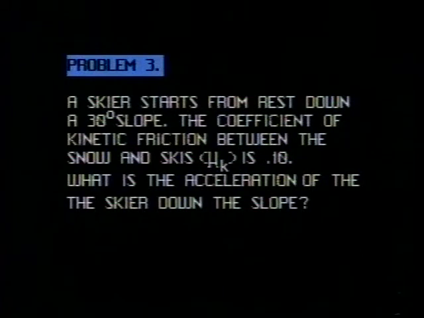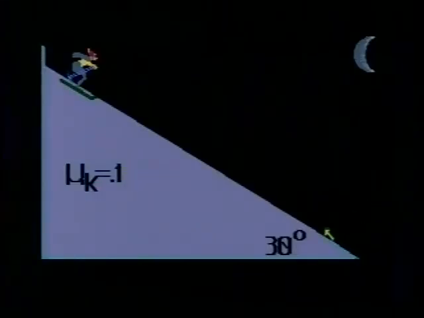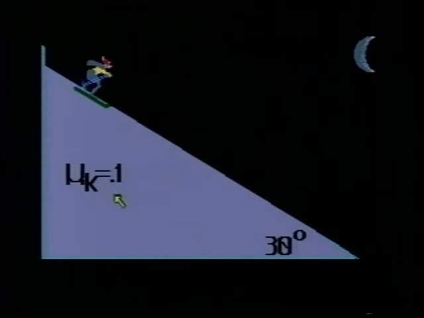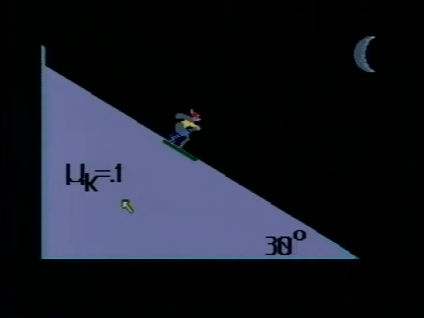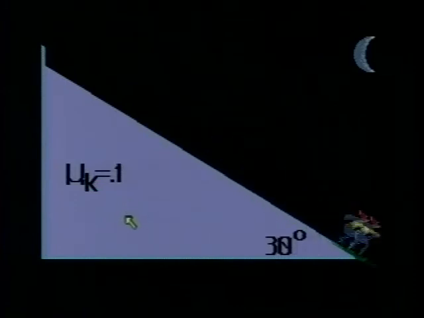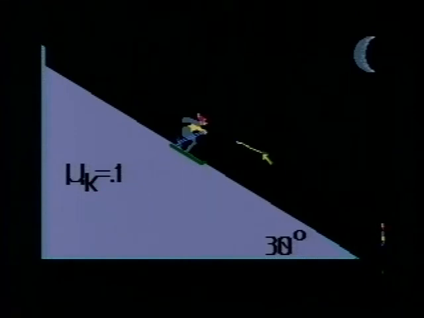Let's take a look at the skier. The 30 degrees referred to in the problem is the angle between the slope and the horizontal. The coefficient of kinetic friction is given as 0.1. The skier slides down the slope, accelerates down the slope. Our problem is to determine what that acceleration is down the slope. Let's label it a.